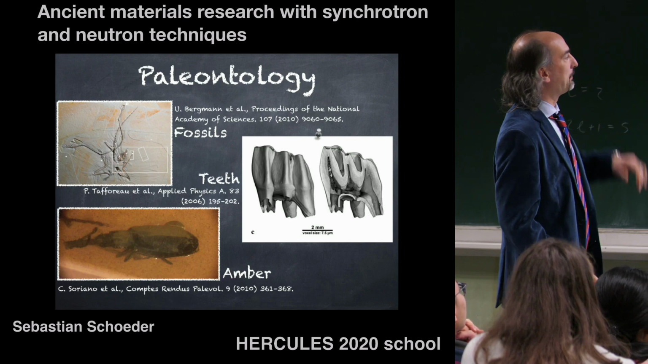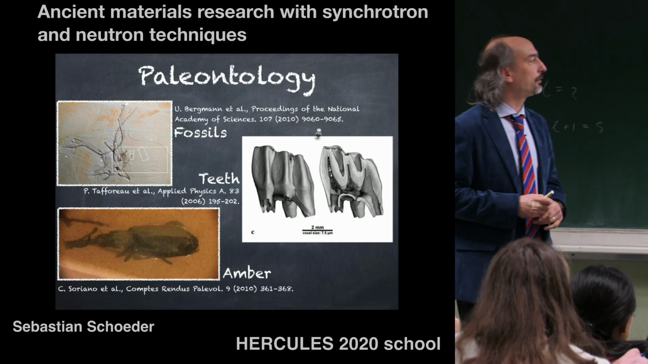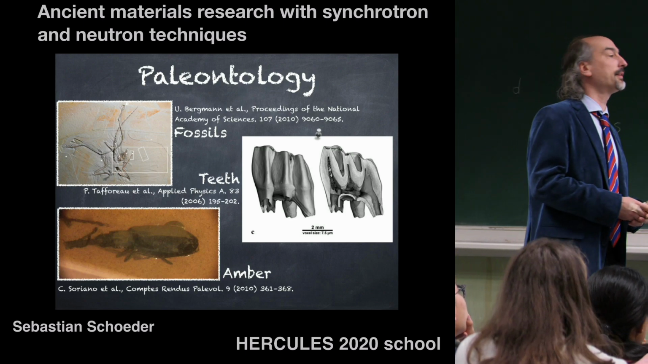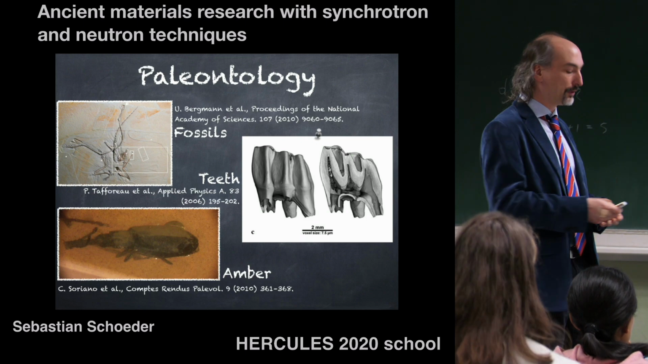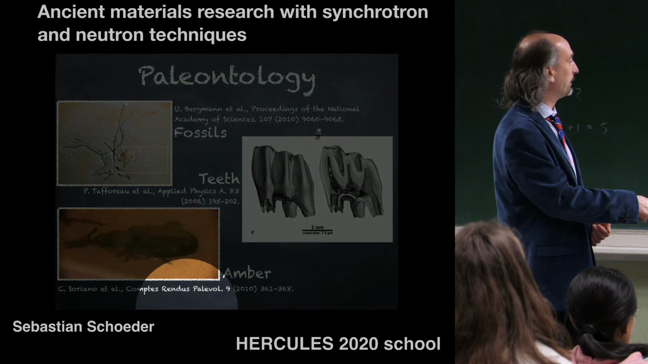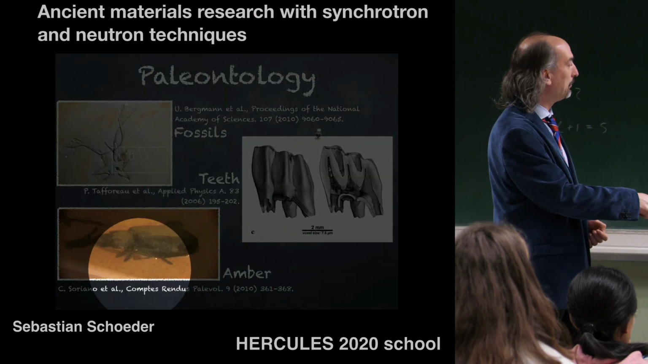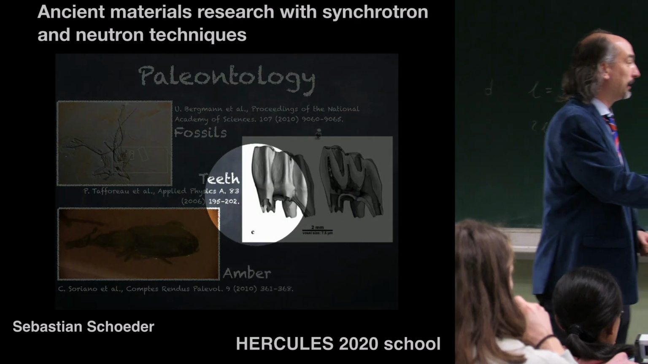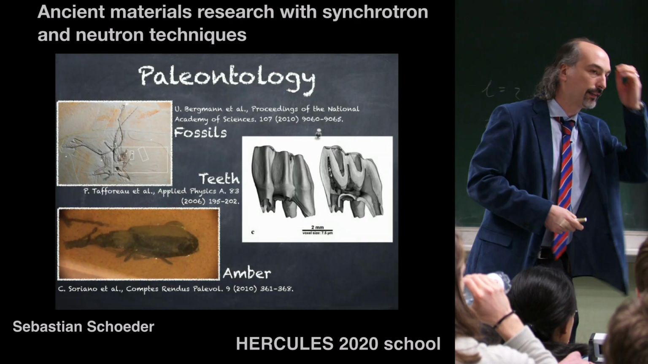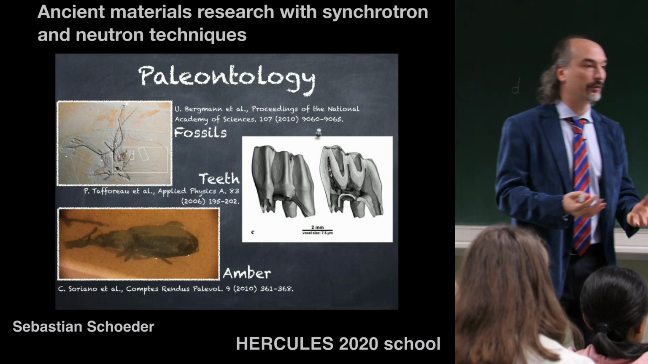So the next big field is paleontology. Here, in contrast, we have a very clear set of samples. We're looking at extinct organisms that come to us as fossils. Typically fossils in stone, but also fossils in amber.